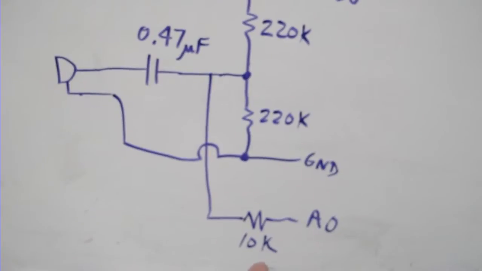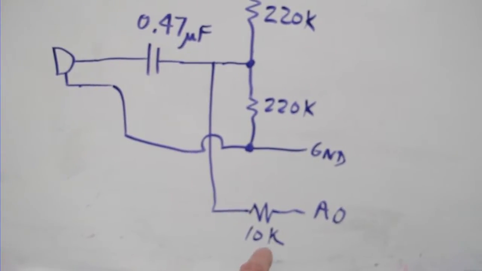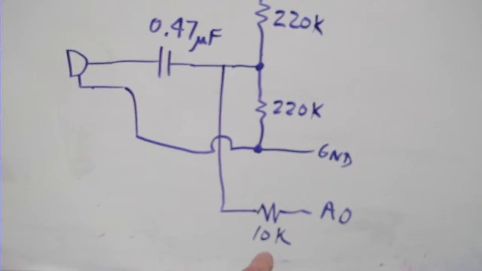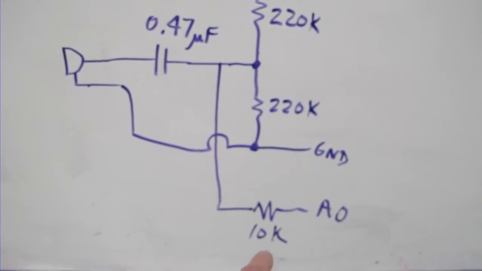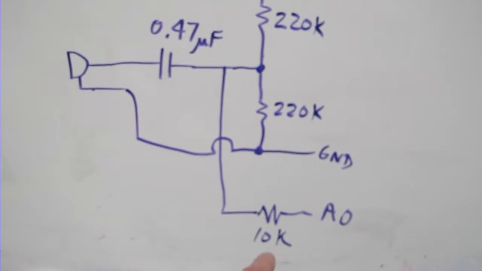The reason for this 10K is just to try to be safe, because you have to be very careful with these boards, especially the Due. It runs on 3.3 volts, and there's all kinds of warnings about being careful not to blow its pins, and so that's the reason for this 10K.